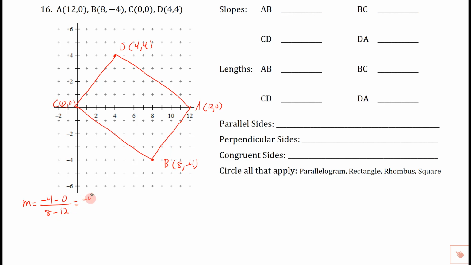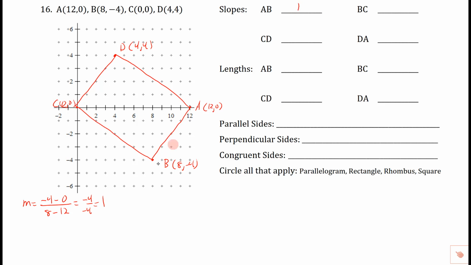So we end up with a -4 on the top and a -4 on the bottom, so the slope there is 1. It is positive, definitely positive here. May not look like 1, but remember this has been kind of stretched vertically and a little bit squished horizontally. So the slope of AB is 1, so I'll go ahead and put that down there.